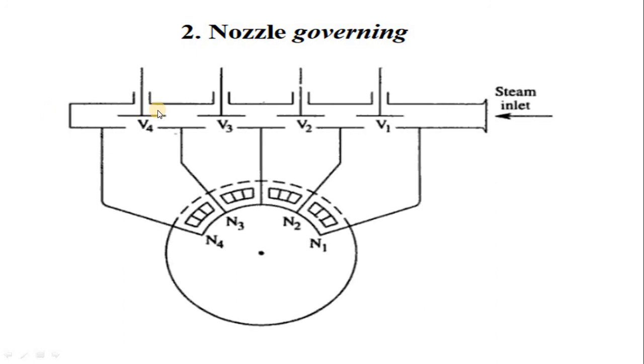The main function of the nozzle is to provide the steam to the turbine and to give high kinetic energy to that steam. Then that high kinetic, or high velocity, steam enters onto the surface of the moving blades of the steam turbine. Here there are n number of valves. This is a very simple method. In order to maintain a constant speed, we can adjust the valves V1, V2, V3 and V4.